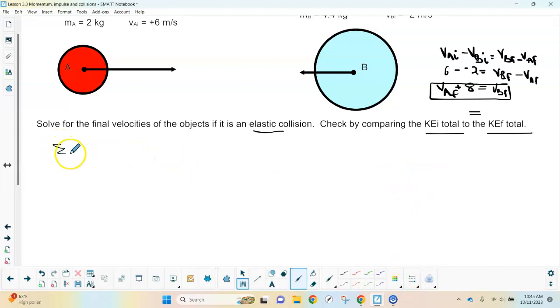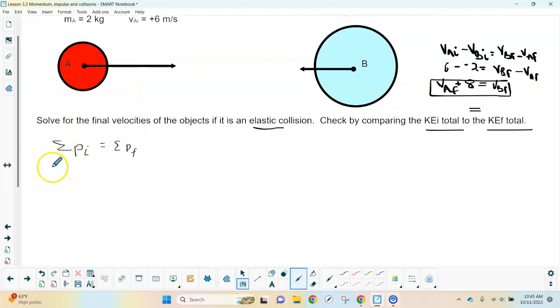Conservation of momentum says that the total momentum, sigma p total initial, should equal the final momentum at the end, sigma p final. In the beginning, we have object A's momentum and B's momentum, so we add them together. Afterwards, they're going to have momentum as well because they're not sticking together. It's not becoming one object. So we have A and B momentum afterwards. I'm writing the A's and B's, and I'll put in final for afterwards and initial for before the collision.